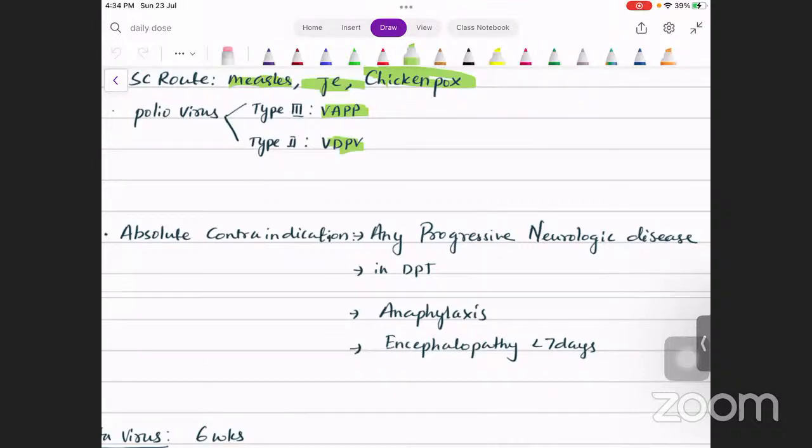Absolute contraindication: with any progressive neurological disease, vaccination is contraindicated. In DPT, anaphylaxis and encephalopathy of less than 7 days are contraindications.